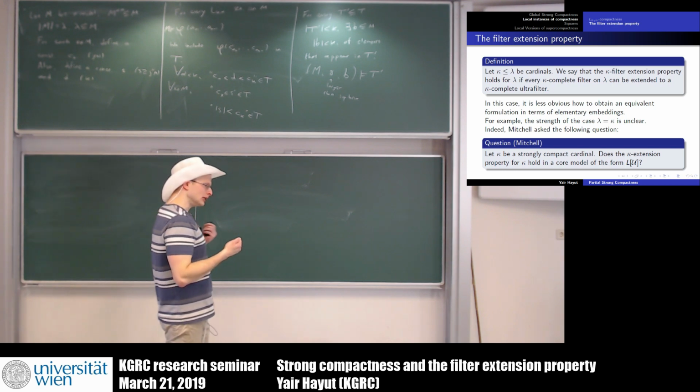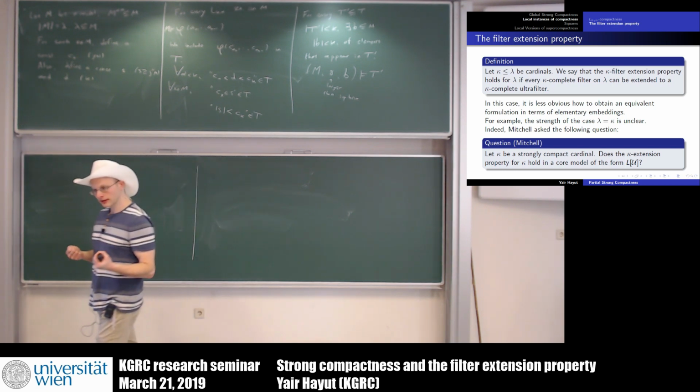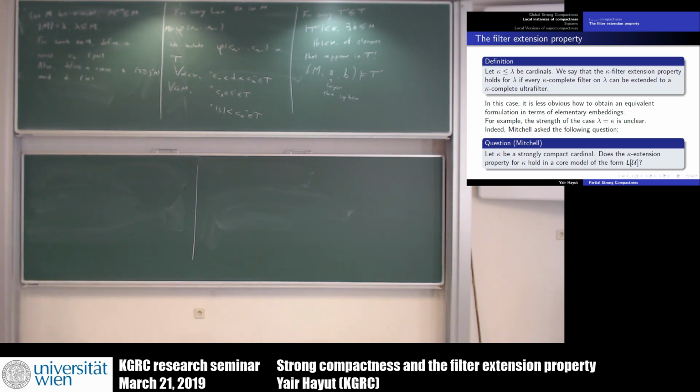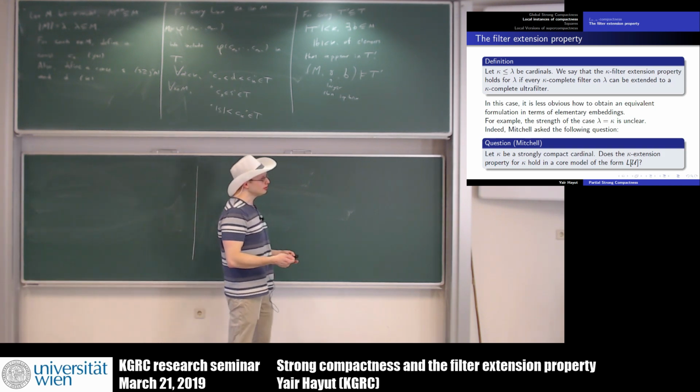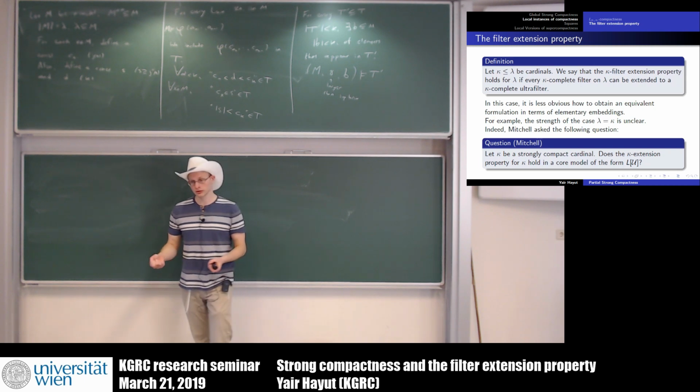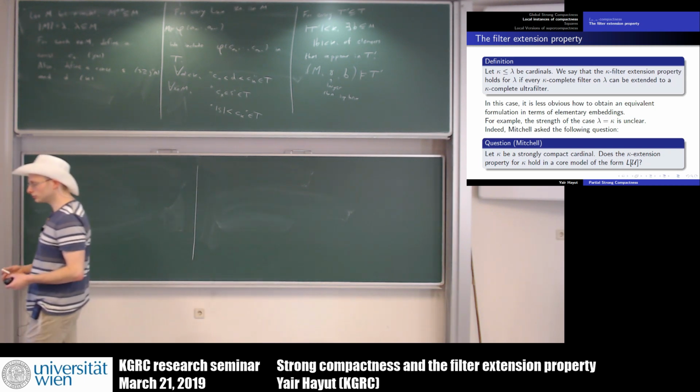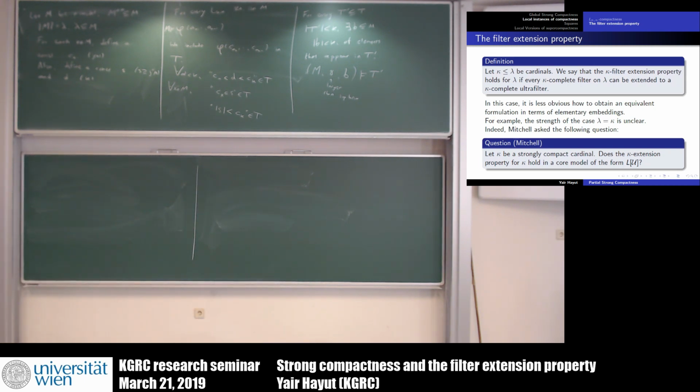Naively speaking, this makes a lot of sense, because the filter extension property basically says that some complete ultrafilters on kappa exist. Now, L of U should catch those ultrafilters, right? L of U basically catches many normal measures on kappa.